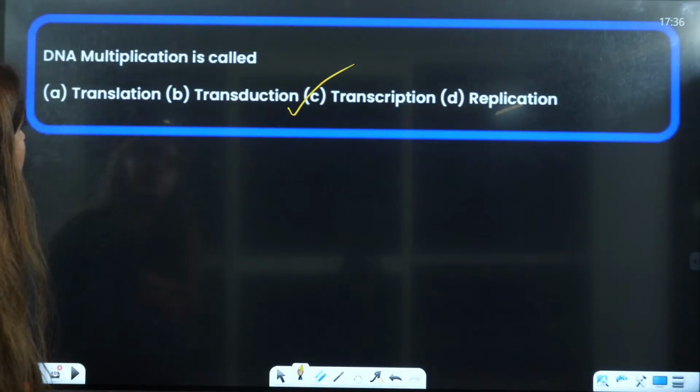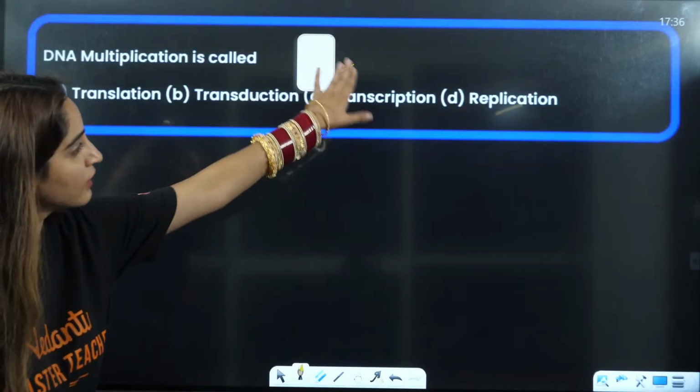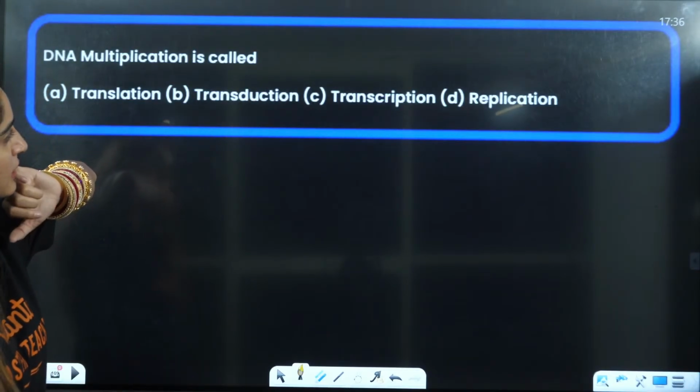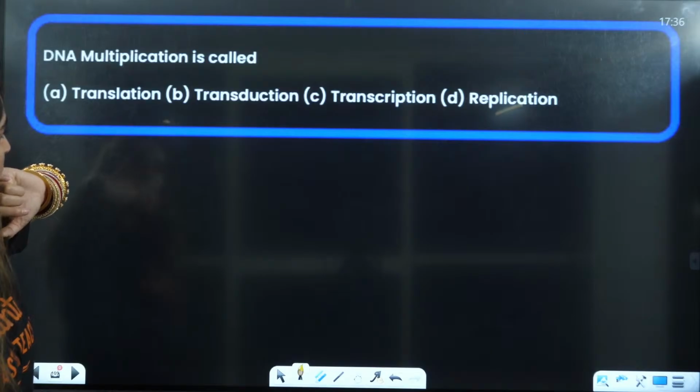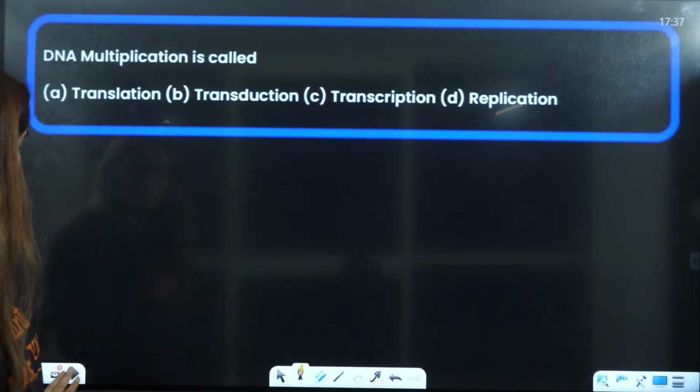DNA multiplication is replication. Yes, DNA multiplication is replication.